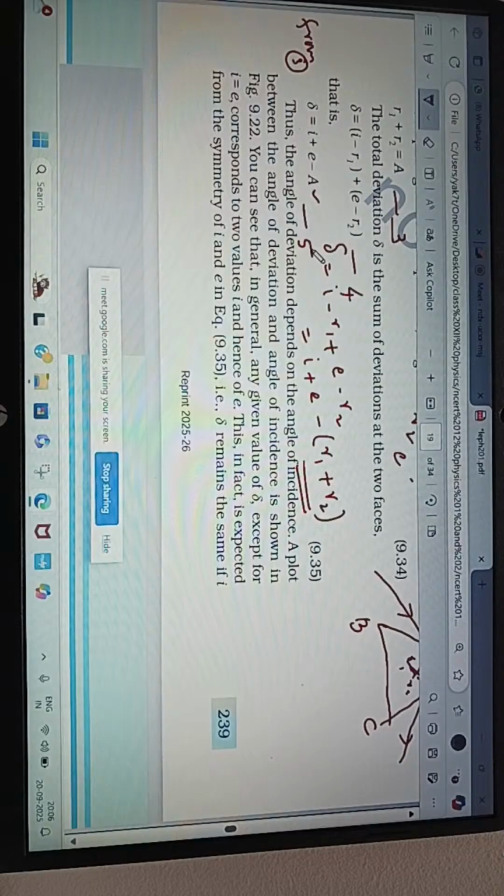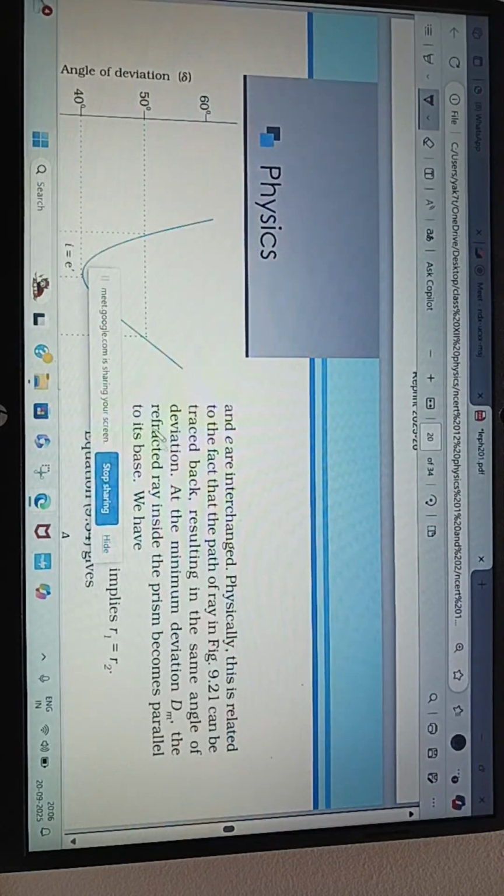Now read here what is written. Thus, angle of deviation depends on the angle of incidence. A plot between angle of deviation and angle of incidence is shown in figure 9.22. We can see that in general, any given value of delta, except at i equal to e, corresponds to two values of i and hence of e. This is in fact expected from the symmetry of i and e in equation 9.35. That is, delta remains the same if i and e are interchanged.